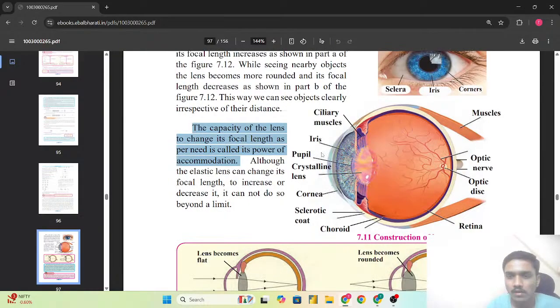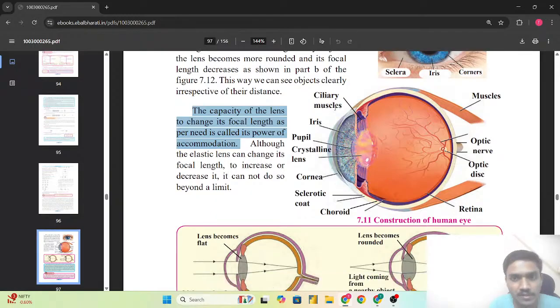So here we are given the human eye construction. This diagram is surely asked for 5 marks in the exam. Answer in the following brief. So you have to practice this diagram by drawing 2 to 3 times by hand. It will become easy for you to remember all this, and try to remember the names: ciliary muscles, iris, pupil, crystalline lens, cornea, sclerotic coat, choroid, muscles, optic nerve, optic disc, retina.